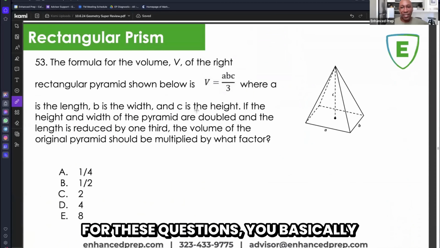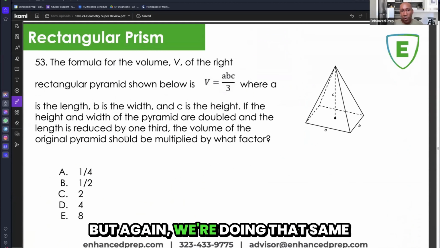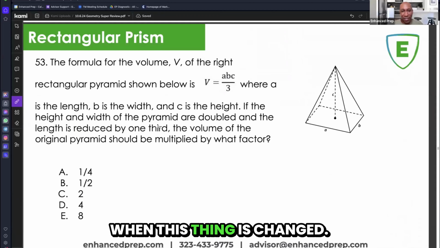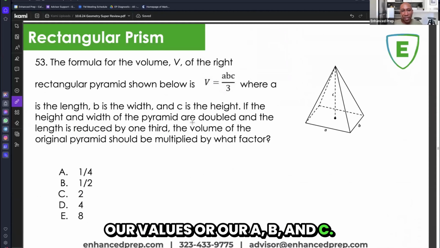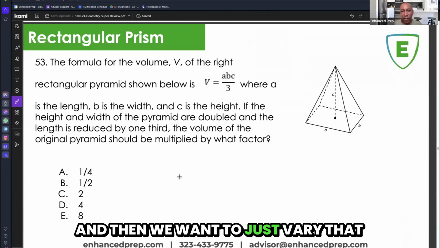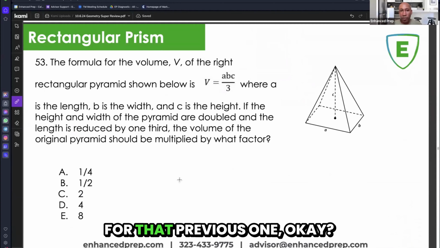For these questions, you basically should be able to just plug in some of the equations. But again, we're doing that same thing, right? When this thing is changed, we just want to add our values of our A, B, and C. And then we want to just vary that other value so that we can get it there. And then the same thing that we did for the previous one, okay?